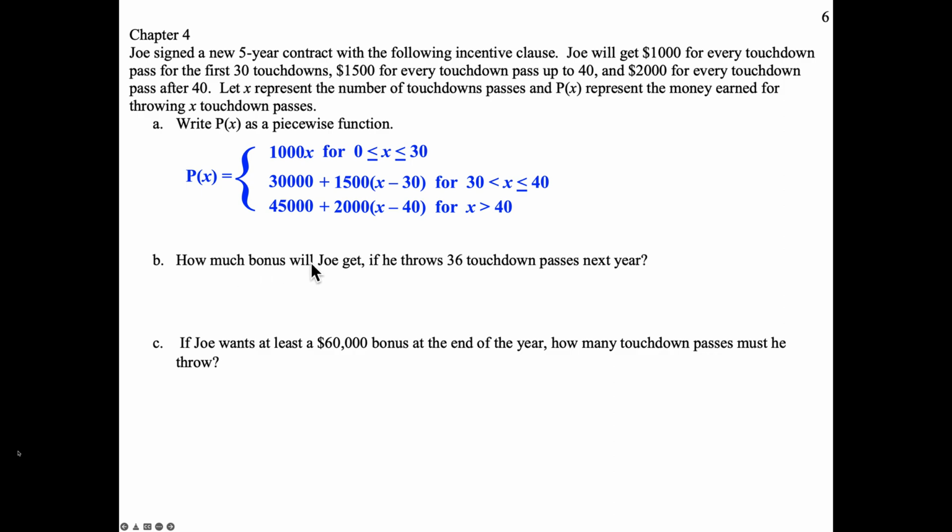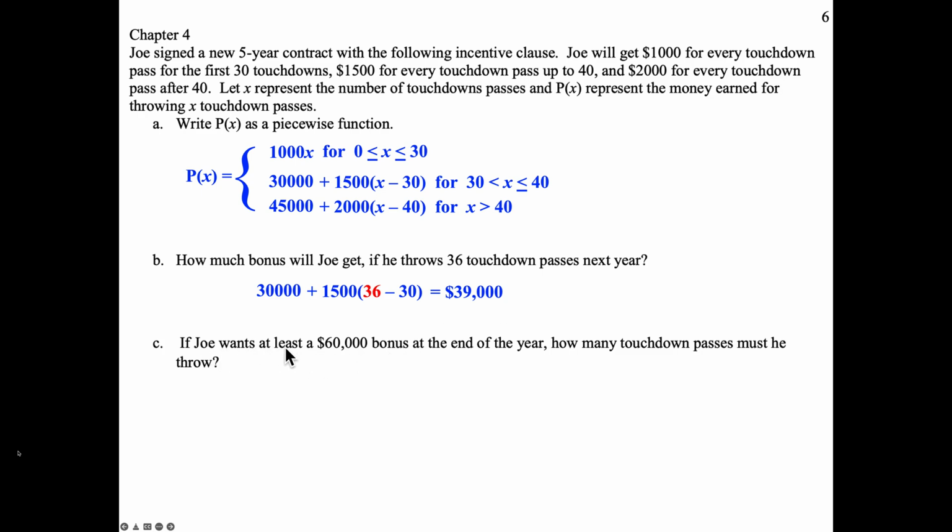So how much bonus will Joe get if he throws 36 touchdown passes? Well, 36 fits between 30 and 40 for this domain restriction, so we're going to put 36 in for the x of the second function. So 36 minus 30 is 6. 6 times 1,500 is 9,000. Plus the 30,000 gives you 39,000 for a bonus incentive.